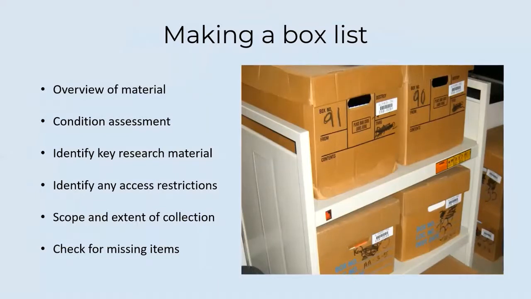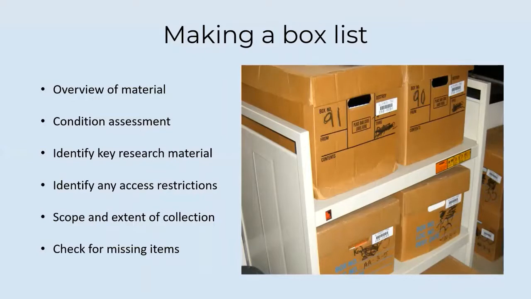The box list will provide an overview of what type of material is in the archive, enable you to make a quick assessment of any issues with the condition of the material or any special storage that would be needed because of its format, for example, photographs, textiles, audiovisual or digital material. It will enable you to identify material that might be particularly important for research, to spot any material that might need special access restrictions, to quickly see what you have and how much, like stock control in a shop, and also check if anything is missing.